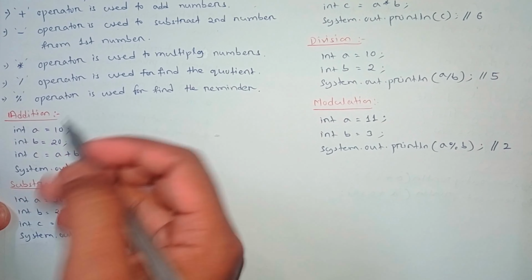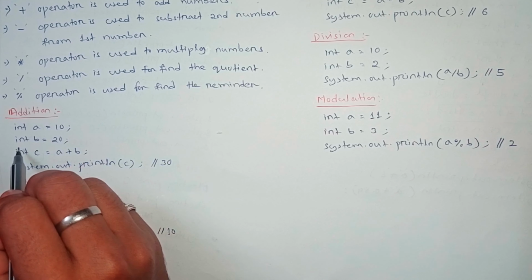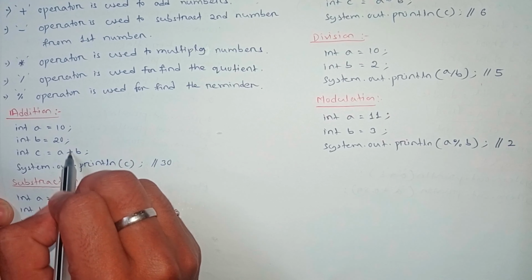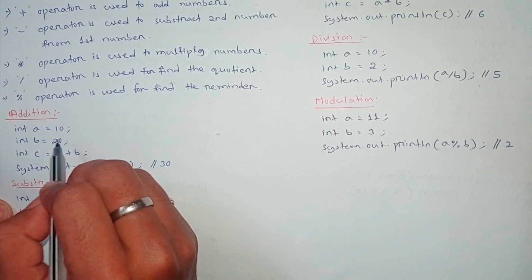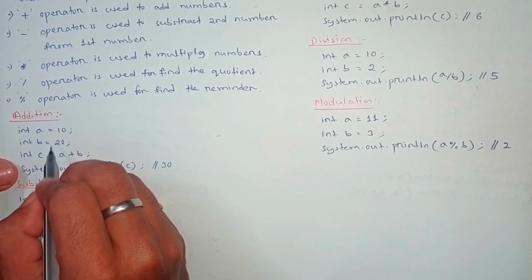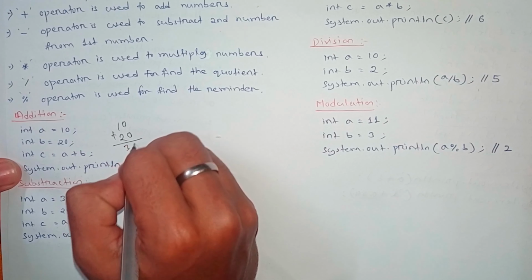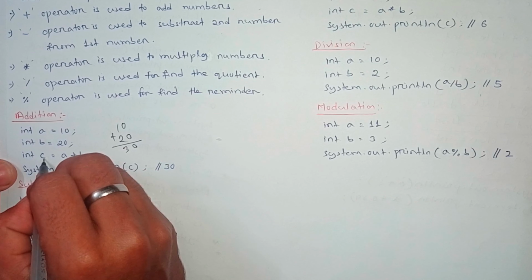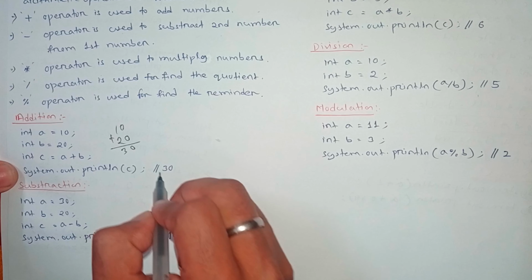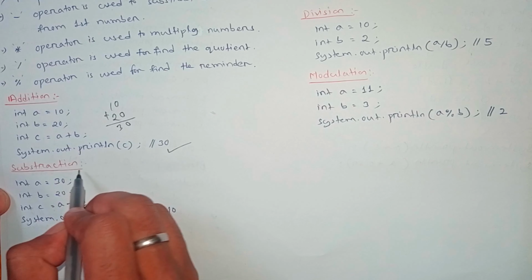First, see addition operator. I have taken int a equal to 10, int b equal to 20, int c equal to a plus b. So here a value is 10, b value is 20. What is the addition value of a and b? 10 plus 20, it is 30. So 30 will be stored in c. If we print c, then what will be the output? It is 30.